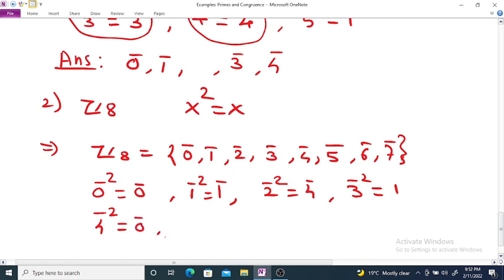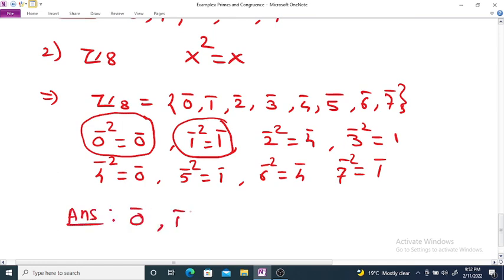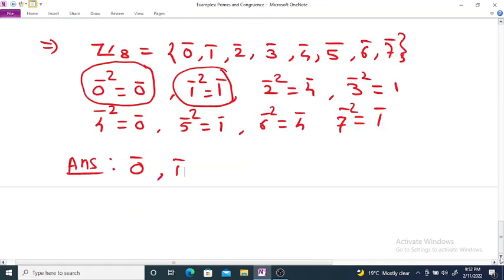Then next 5 bar square is equal to 25, which is 1 bar, 6 bar square is equal to 36, and 36 is congruent to 4 bar modulo 8. Then next 7 bar square is equal to 49, and 49 is congruent to 1 bar. So here there exist only two solutions, that is 0 bar and 1 bar, such that their square is again itself. So this is the only solution.